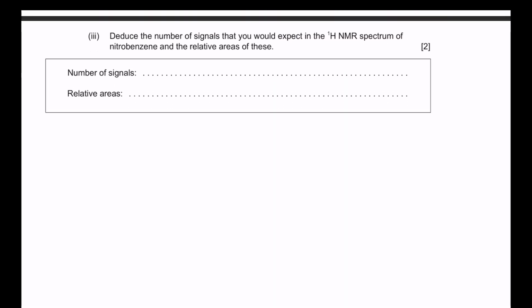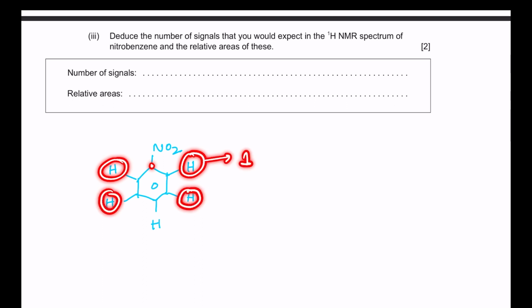And the last question, deduce the number of signals that you would expect in the 1H NMR spectrum of nitrobenzene and the relative areas of these. Now, if I look at nitrobenzene, we have to find the number of different hydrogens in the molecule. If this is our reference point, these two hydrogens are equivalent, so they will produce one signal. Again, these two are equivalent, so they will also produce one signal, and this one will also produce one signal. A total of 3 signals will be produced.